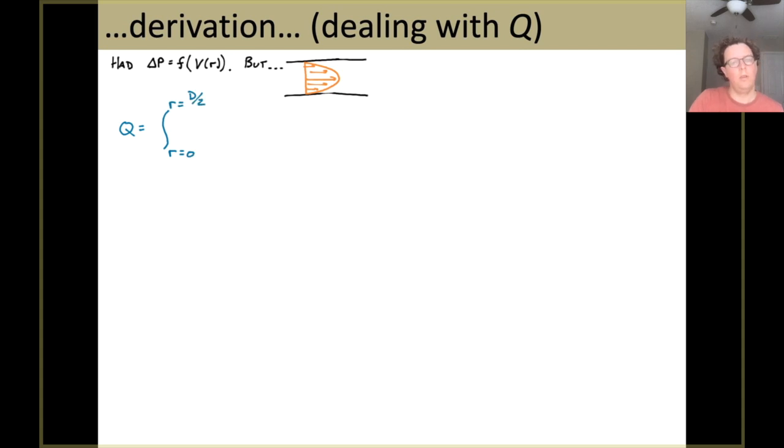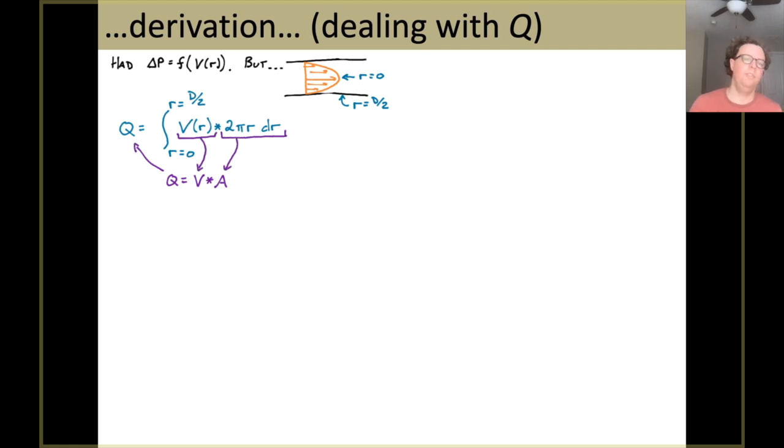And so what we're going to do is we're going to integrate from the center line of the pipe to the outside of the pipe. So from r equals 0 at the center line to r equals diameter over 2 out at the edge. And we're going to integrate the velocity that we just had on the previous page multiplied by the area. So this is absolutely saying Q equals the sum of velocities times areas.